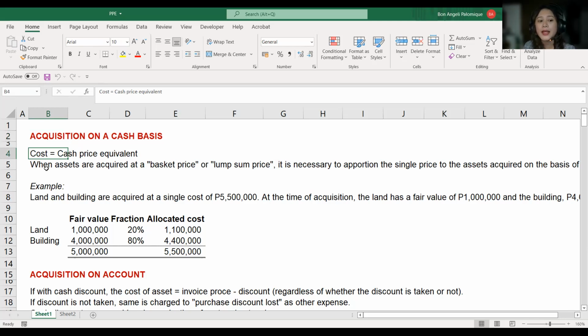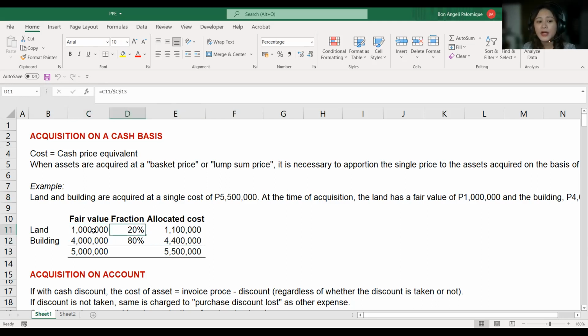Pero dito, magbibigay tayong example, paano kung bumili siya ng 5,500,000 worth, pero land and building na yon. Paano mo i-classify yung debit land and building? Magkano yung i-account mo for each one? So sabi dito, under basket price or lump sum price, we should apportion it according to its fair value. So kailangan mo yung fair value nila.